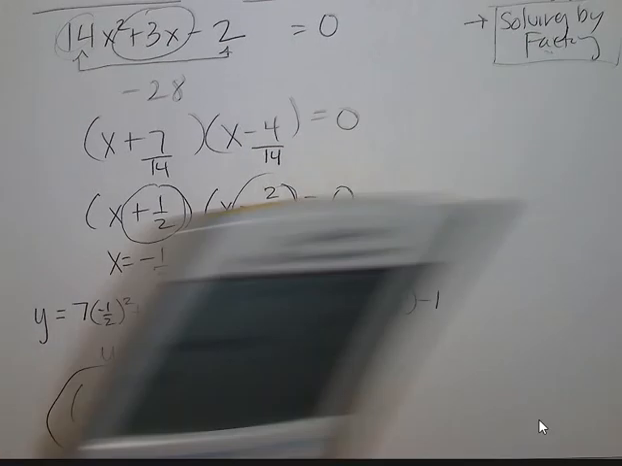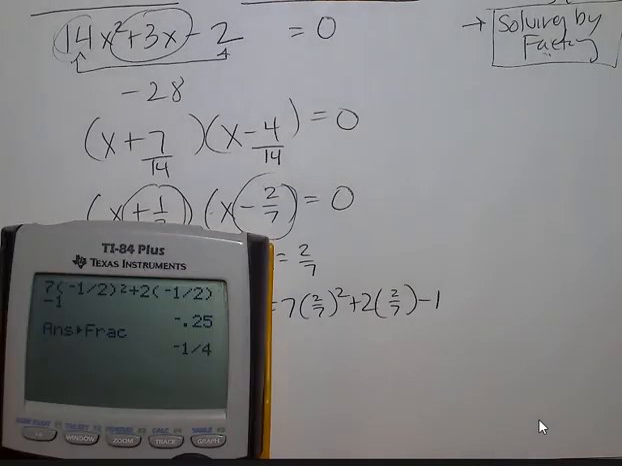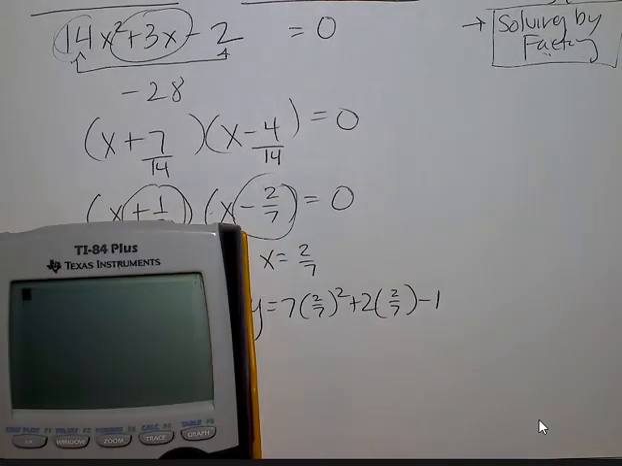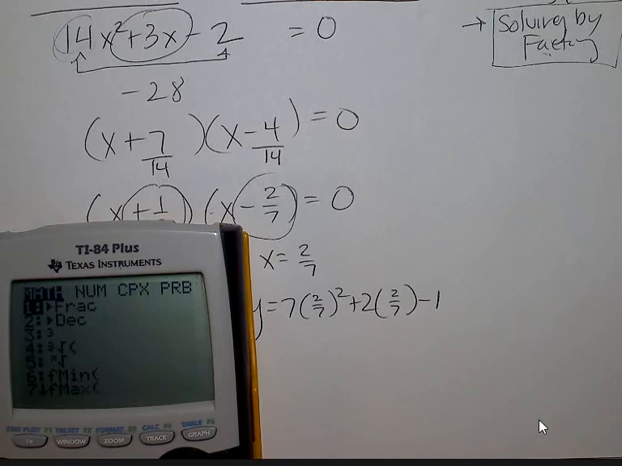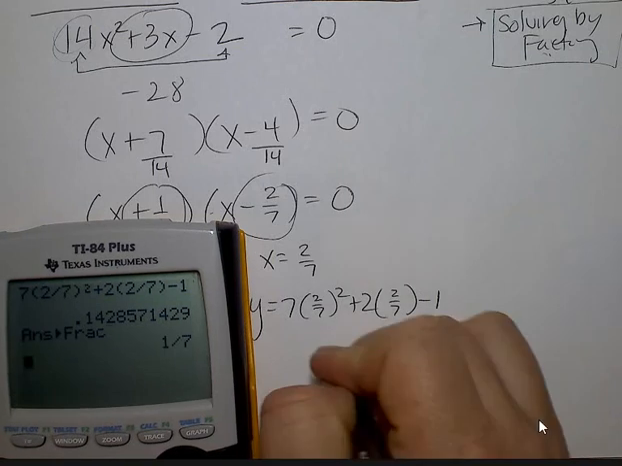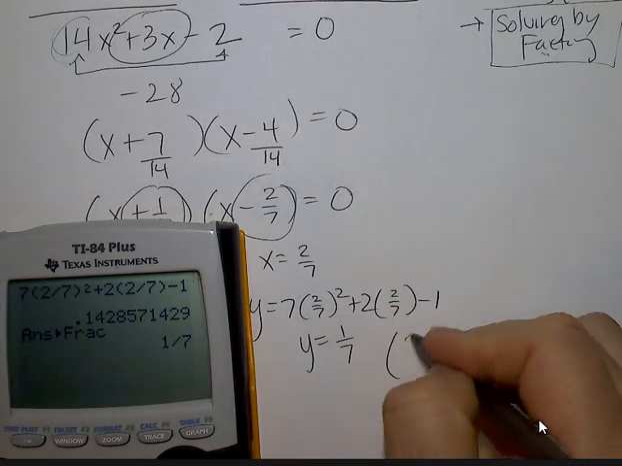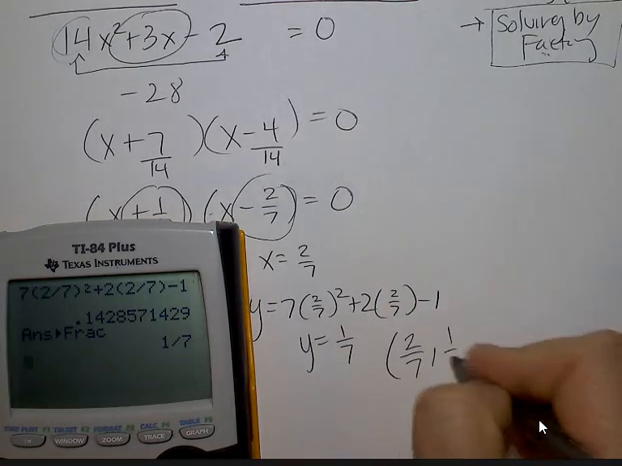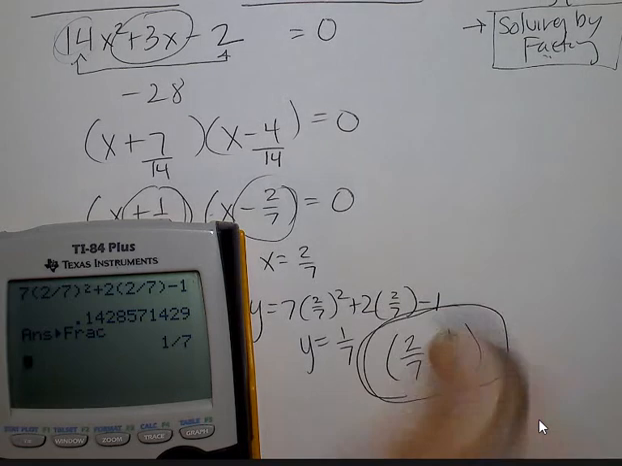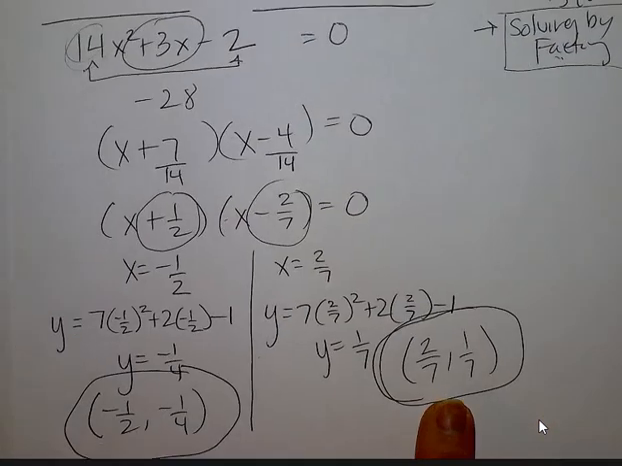Okay, I'm going to do the second one in the same fashion. So 7 times 2/7 quantity squared, plus 2 times 2/7, subtract 1. Putting it back into a fraction, y equals 1/7. And so the second intersection point is 2/7 and 1/7. These are the two final answers for this problem.